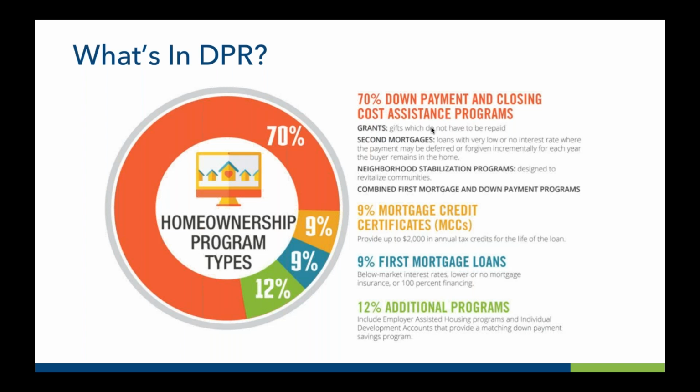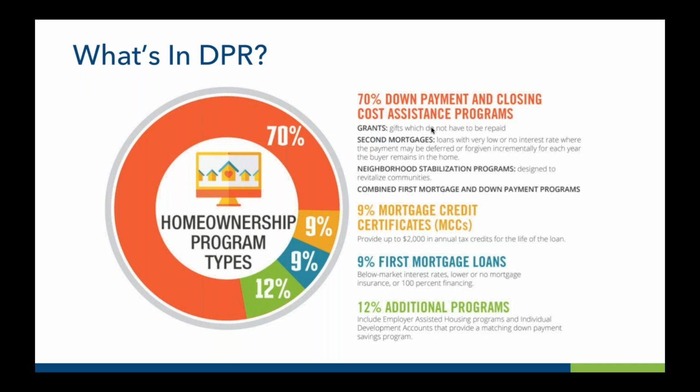But that's the vast majority of programs around the country. Now, another 10% or so of our database are mortgage credit certificates. Those are tax credits that offer life of loan tax advantages for buyers. They're not available in every state, but in many states. And then another 10% or so of our database are affordable first mortgage loans.